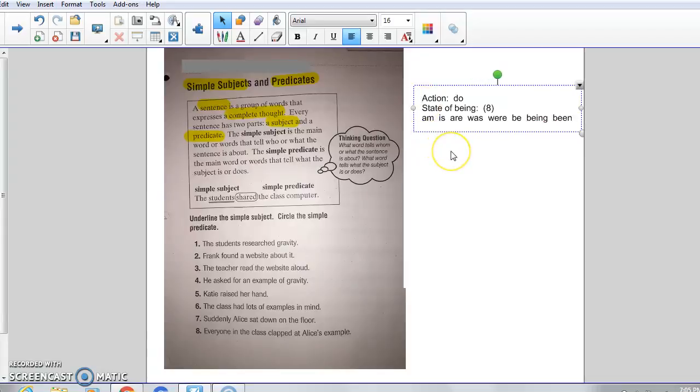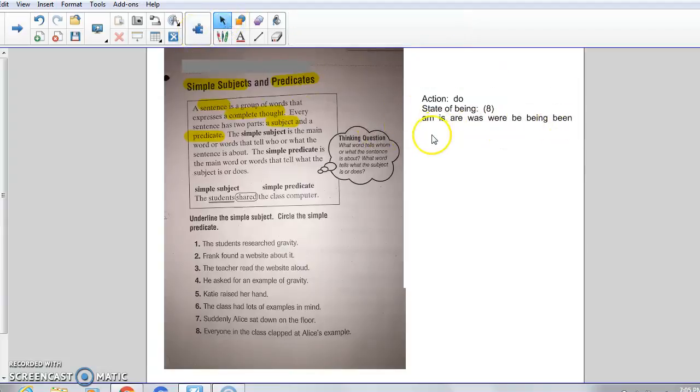So you need to repeat that a few times until you have it memorized. Am, is, are, was, were, be, being, been. State of being verbs. Am, is, are, was, were, be, being, been. Please do not confuse were with where. Okay, that is probably my biggest pet peeve. People put WHERE. Where is a place. It's not a verb. So, am, is, are, was, were, be, being, been. You will be quizzed on that on Friday.